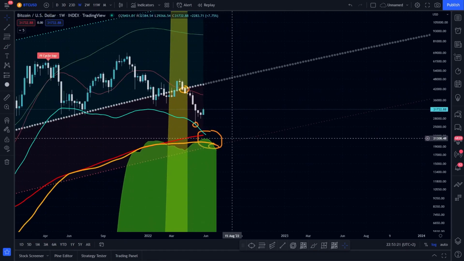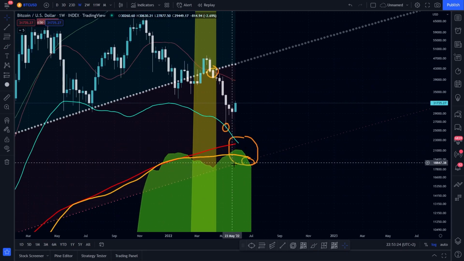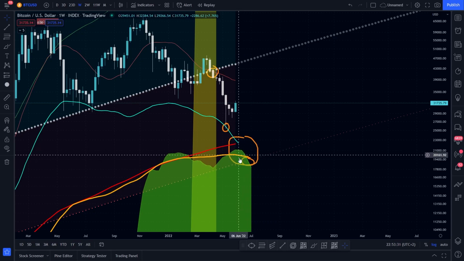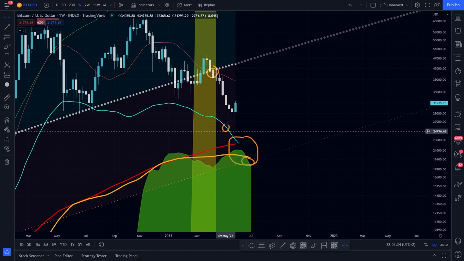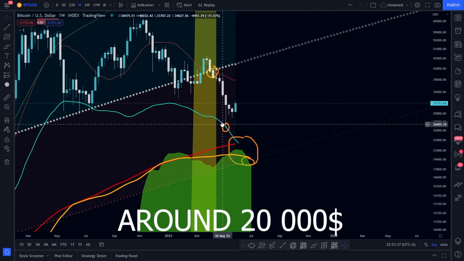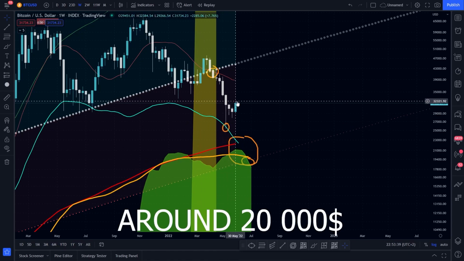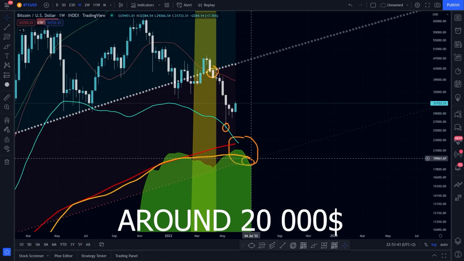That's why if we pay attention to what is forming right now, we will have a great confluence area between all of these lines. So it will be a perfect opportunity for Bitcoin to be attracted to this area like a magnet.